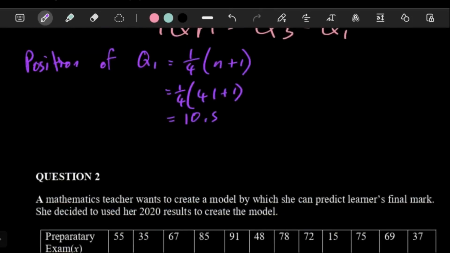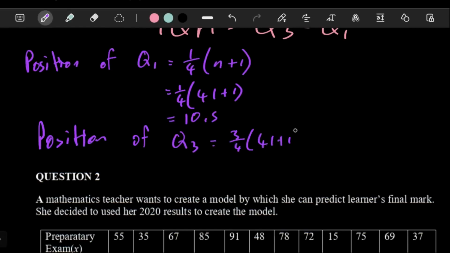Position of Q1. Let's try position of Q3. Position of Q3 is going to be equal to 3 over 4 of (41 plus 1). There we go. Okay, so let's see here. We have to clear everything in the calculator, Shift 9 and everything. So I'm going to put 3 over 4, the whole thing multiplied by 1 plus that. It's like 63 divided by 2, that's 31.5. The position here is 31.5.